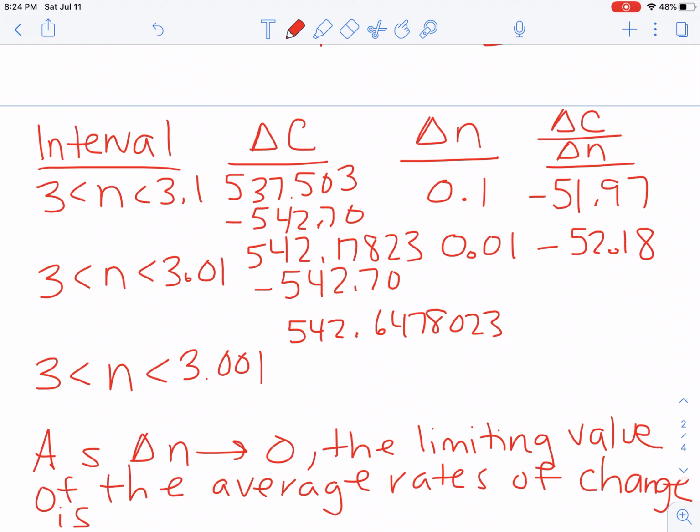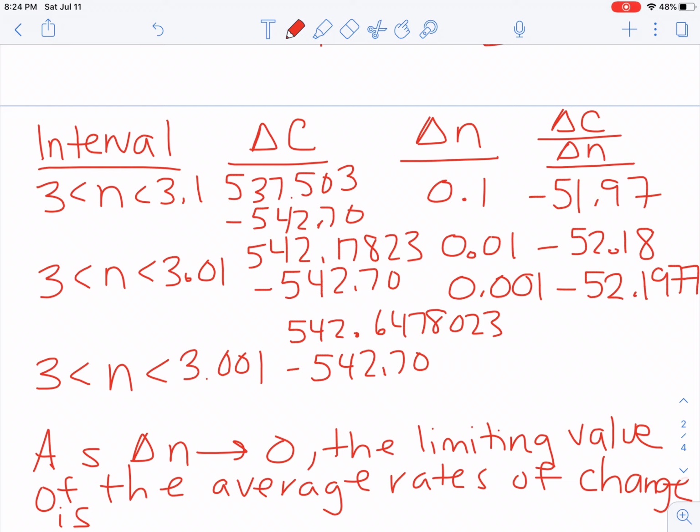542.6478023 is C at 3.001, minus again 542.70. So you could just write down the final number. You can show me the individual C values like I did here. I'm not picky about that, but I need at least 3 entries organized in a table that looks like this. 0.01 is my change in n, and my final slope value is negative 52.1977.